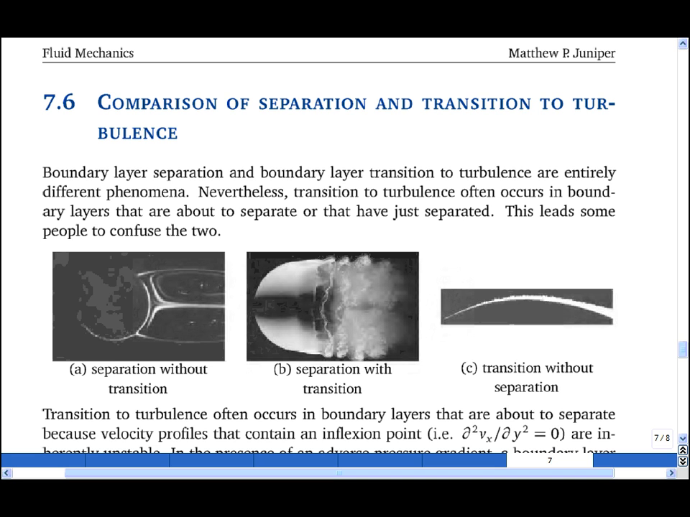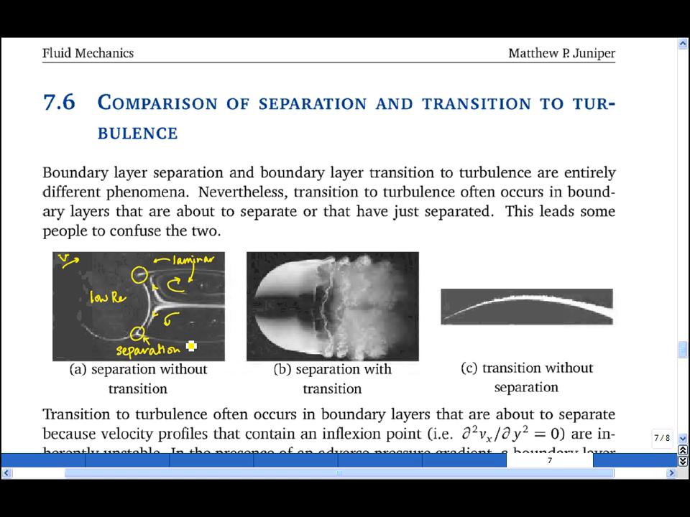Here are 3 photographs taken from Van Dyke's album An Album of Fluid Motion. The first of them is at low Reynolds number. This is the flow around a cylinder, and we see flow separation at these 2 points, such that the flow behind the cylinder is recirculating. But note that this recirculation flow is definitely laminar, as is the flow in the non-recirculating part. So this is an example of boundary layer separation without transition to turbulence.